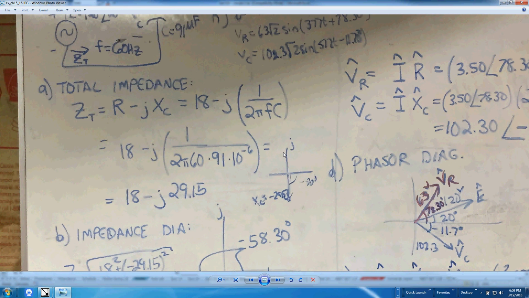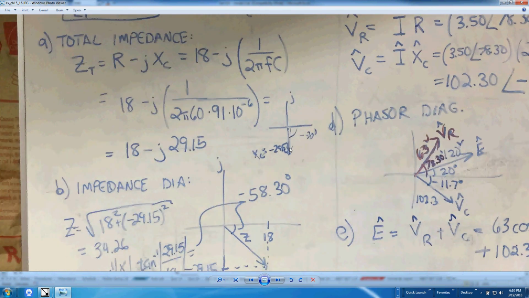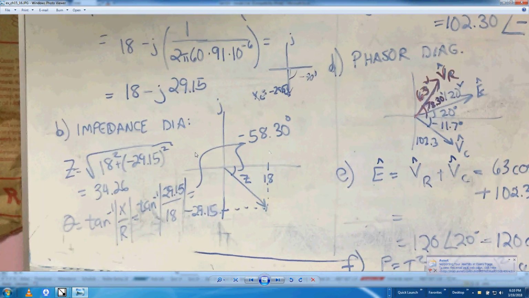So here I drew the impedance diagram of the capacitor. It has an angle of negative 90, and the value is 29.15. That's the magnitude. So the impedance is Z equals the square root of R squared plus X sub C squared. Putting both of those values in there, I get Z equals a magnitude of 34.26.